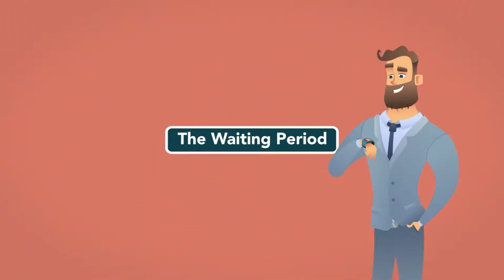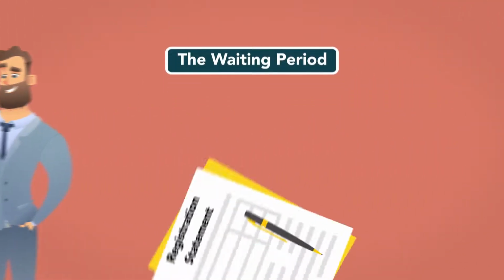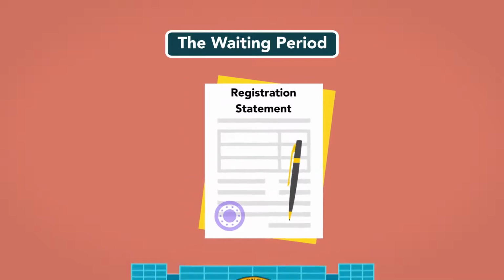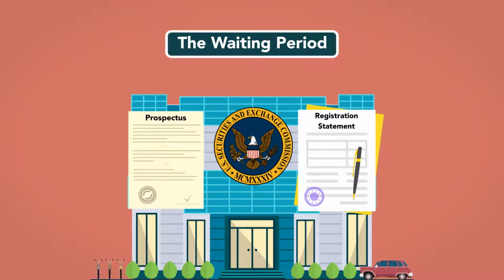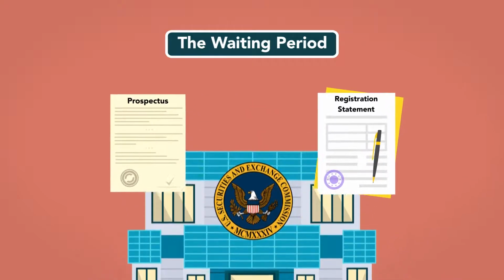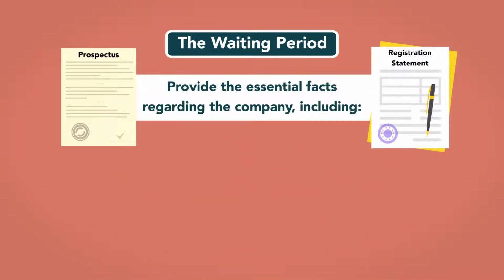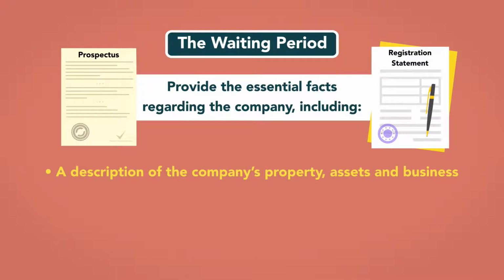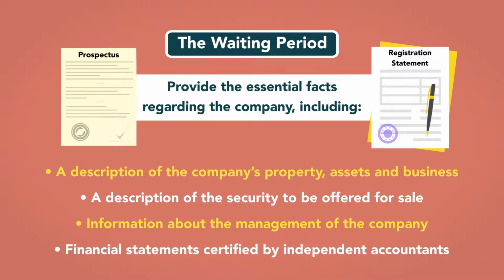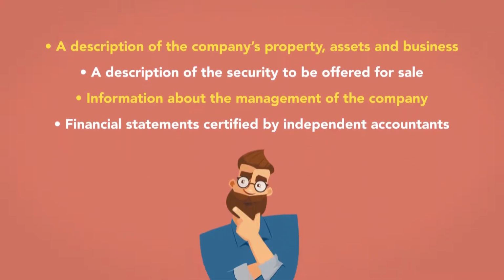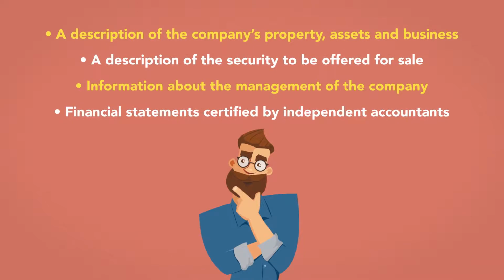The waiting period. The second phase, the waiting period, begins when the company files its registration statement, which is filed with the SEC with a prospectus before the securities can be sold to the public at large. The prospectus and registration statement provide the essential facts regarding the company, including a description of the company's property, assets, and business, a description of the security to be offered for sale, information about the management of the company, and financial statements certified by independent accountants. Each category of information is critical to an informed investment decision.